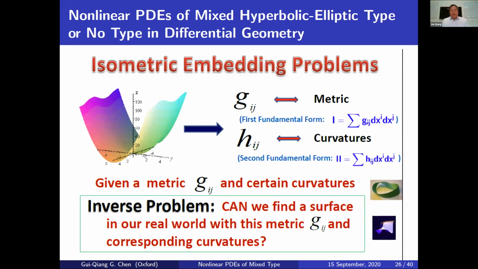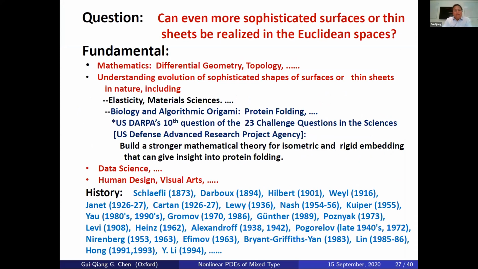Given a metric or some property of curvature, can we construct a surface? This seems a very basic question and very simple to state, but it turns out this problem is not so easy, quite complicated. The problem played a very essential role in the development of differential geometry and differential topology.